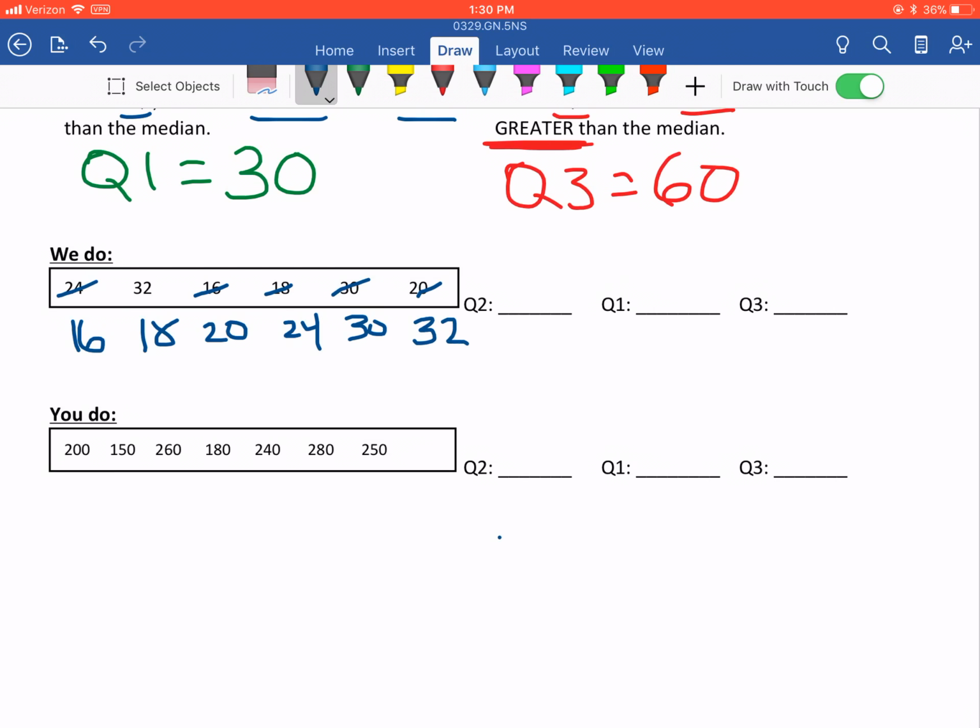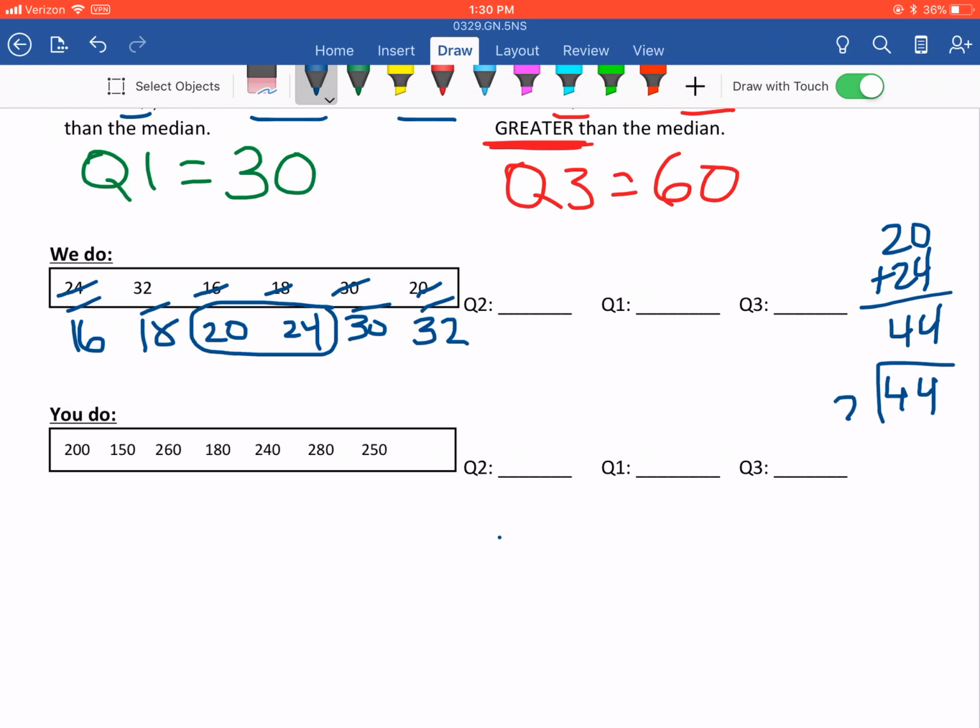To find the median, take away 1, take away 1, take away 1, take away 1. And notice the median is actually not one number this time, so we're going to add 20 plus 24, which gives us 44. 44 divided by 2 gives us 22. So Q2 is 22. Q2, which is the same thing as the median, is equal to 22.